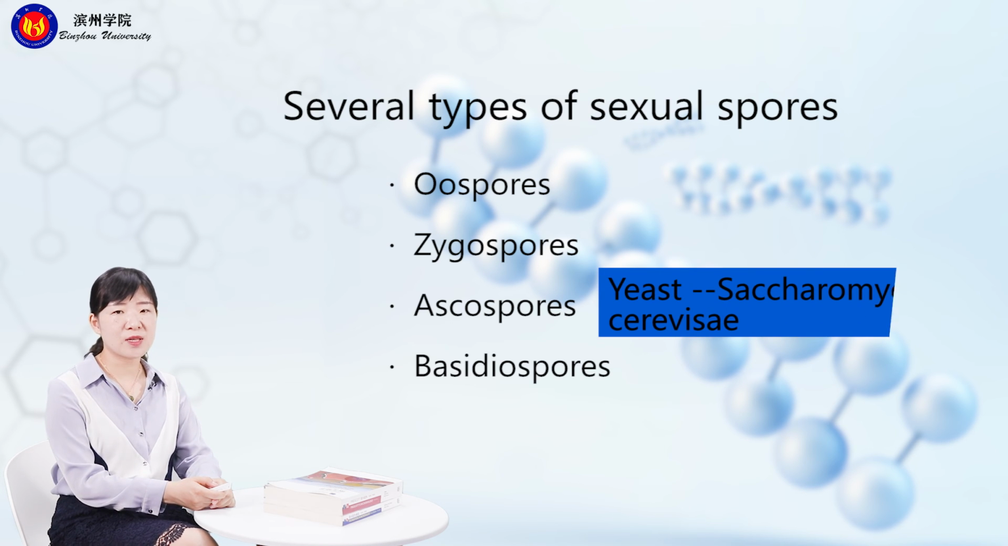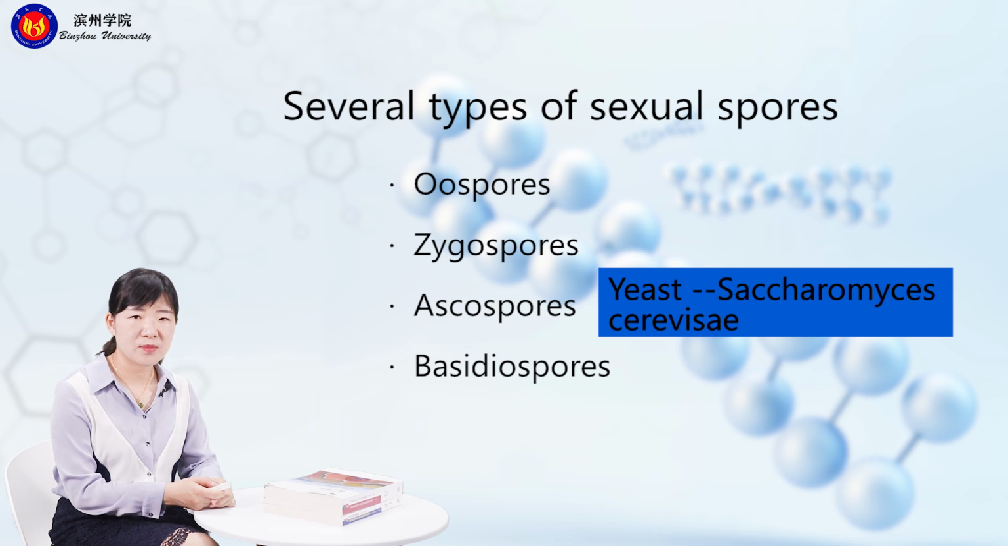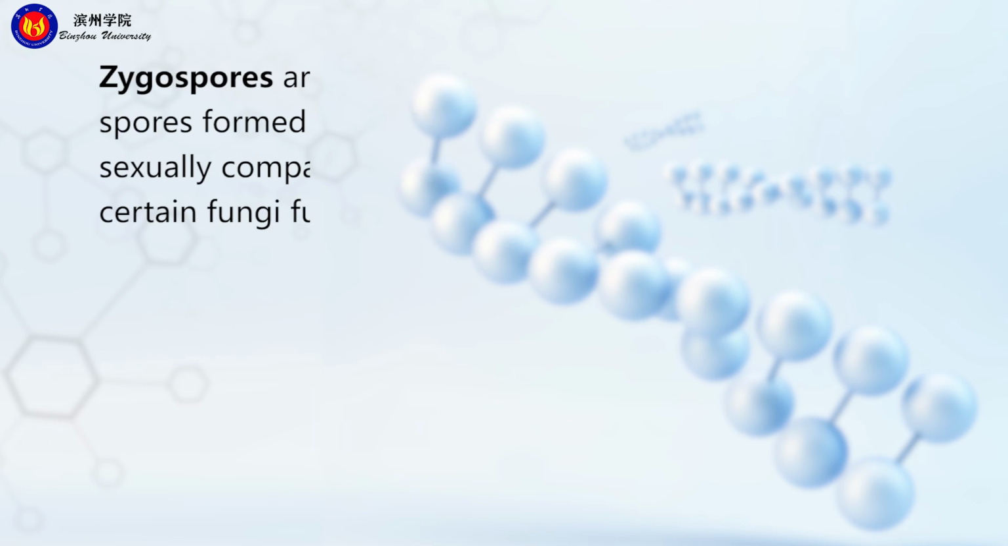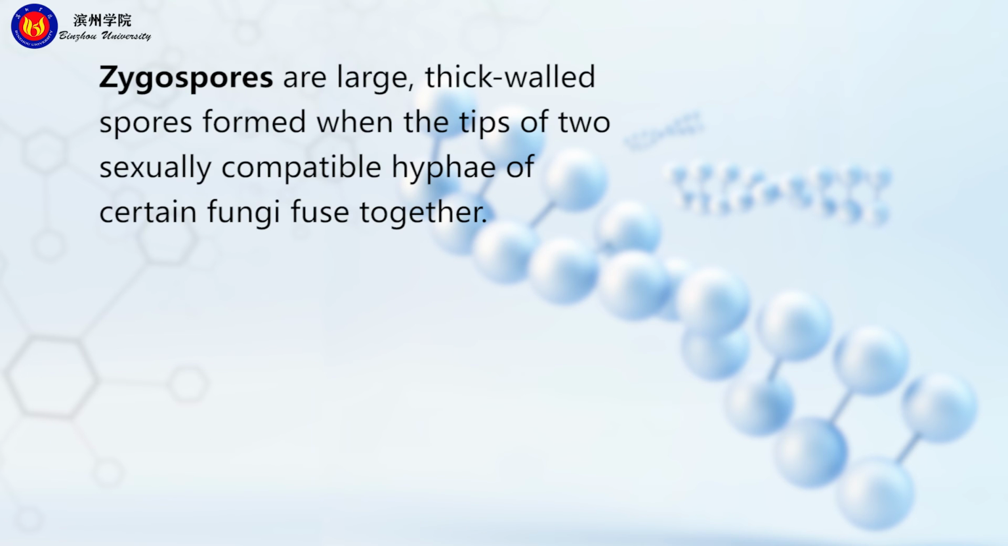Maybe you are familiar with ascospores. Yes, yeast, we have learned before. It produces ascospores. Zygospores are large, thick-walled spores, formed when the tips of 2 sexually compatible hyphae of certain fungi fuse together.